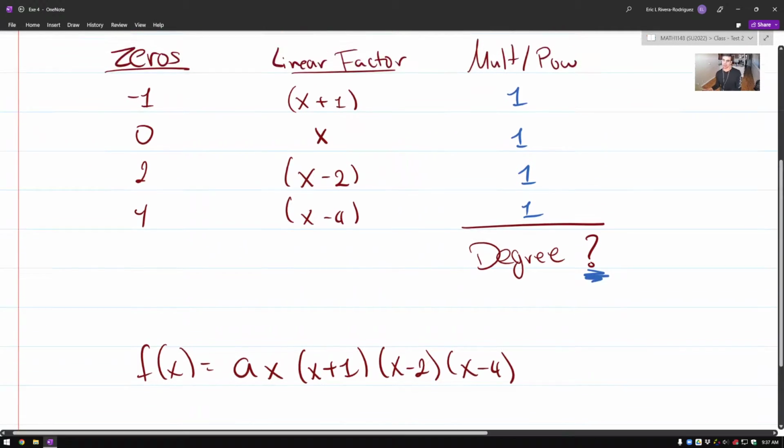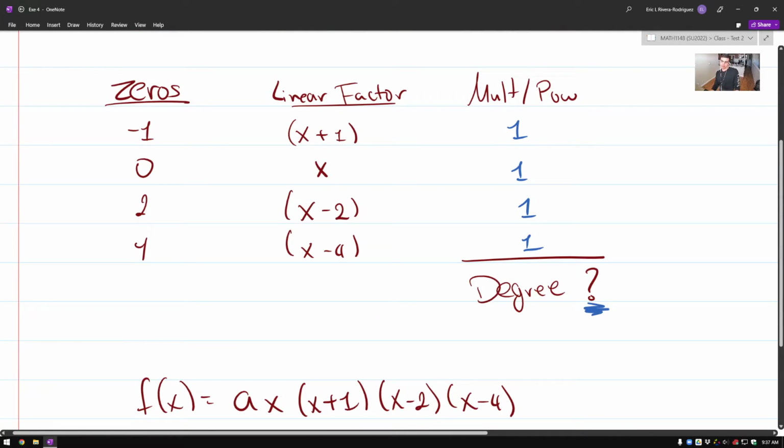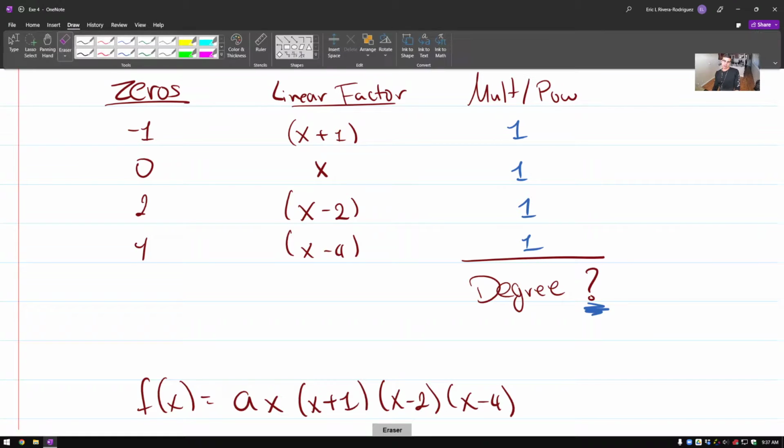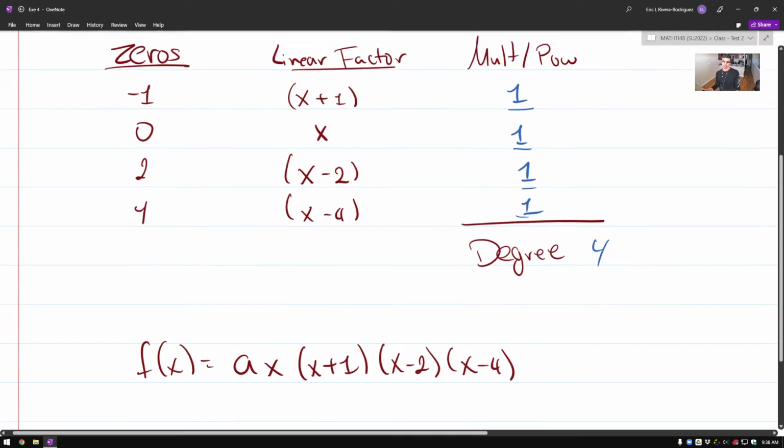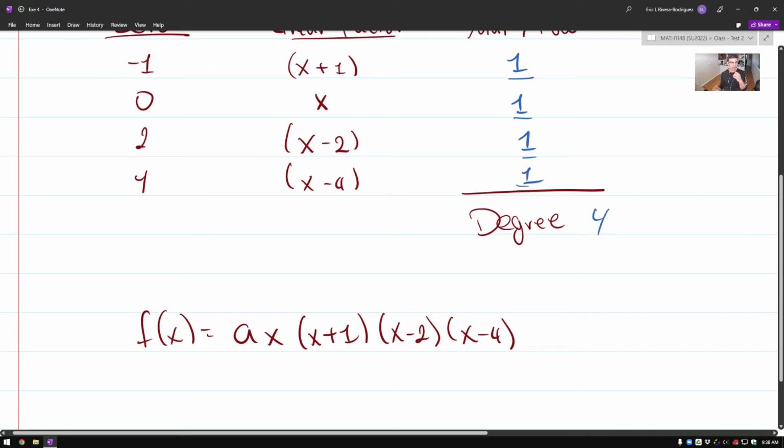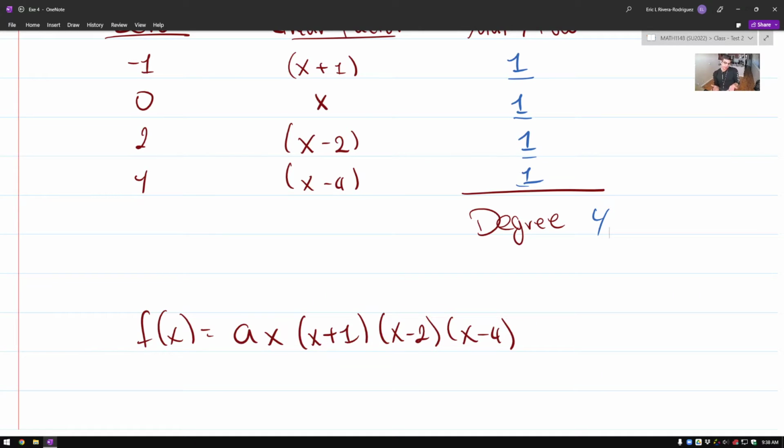Okay, so if we have chosen 1, 1, 1, 1 for each zero, their multiplicity and the power of the exponent, what degree do we have here? 1, 2, 3, 4. So we have a degree of 4. And we have the freedom to choose what the degree is because the degree is not given. Now, any questions so far?